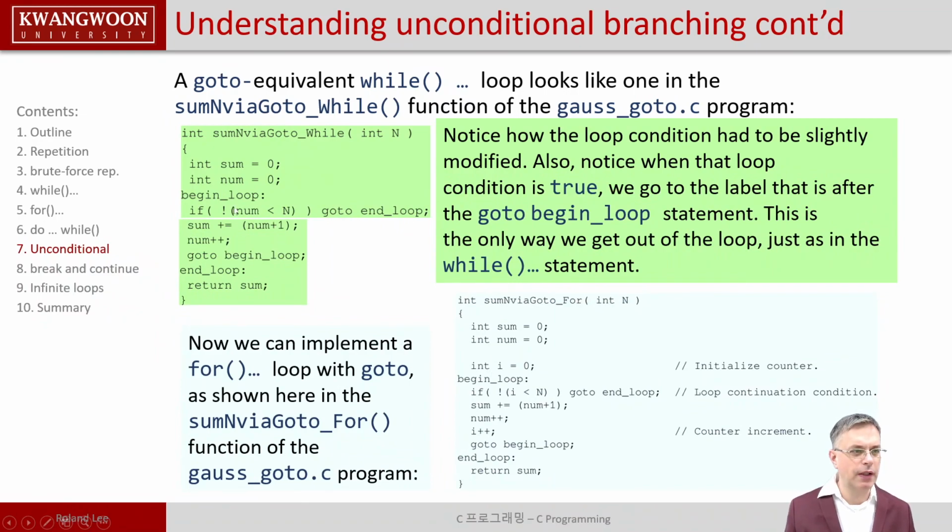So you see here, this must be corrected, or must have been corrected. So notice how the loop condition had to slightly be modified. Also notice when that loop condition is true, we go to the label that is after the go to begin loop statement. This is the only way we get out of the loop, just as in the while statement. Finally, we can implement a for loop with go to as well, as shown here in a sum n via go to for function. We do that too.